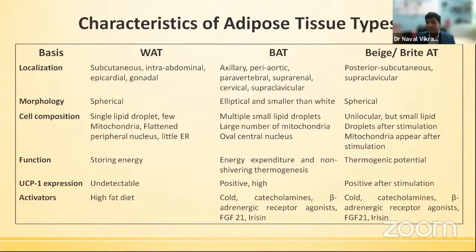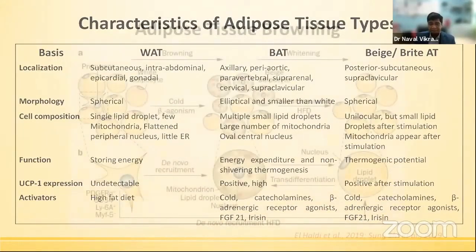Now, the beige or the bright adipose tissue is situated in the posterior subcutaneous area and also in the supraclavicular area. These beige adipocytes may be seen amongst the white adipose tissue as well. The cells are spherical and unilocular, but smaller than the white adipose tissue, and they have a much greater number of mitochondria. They also have thermogenic potential, and they are stimulated by the same factors by which the brown adipose tissue is activated.